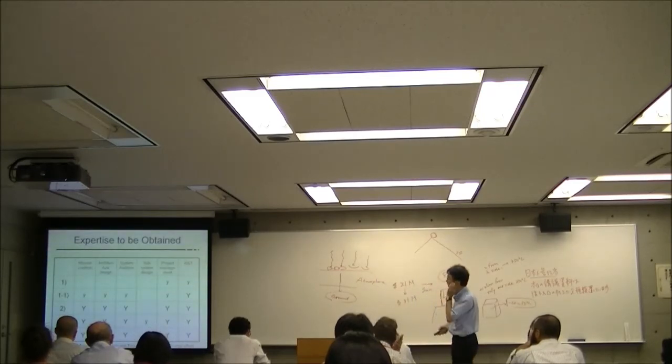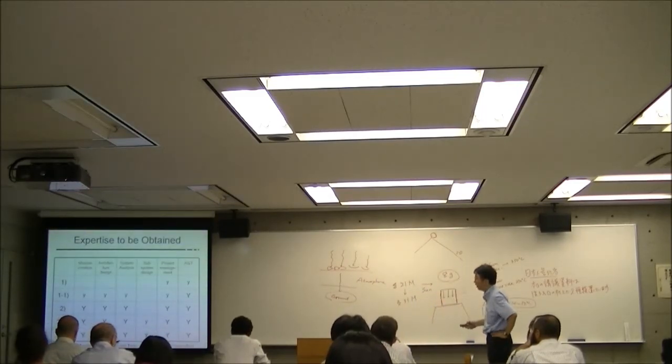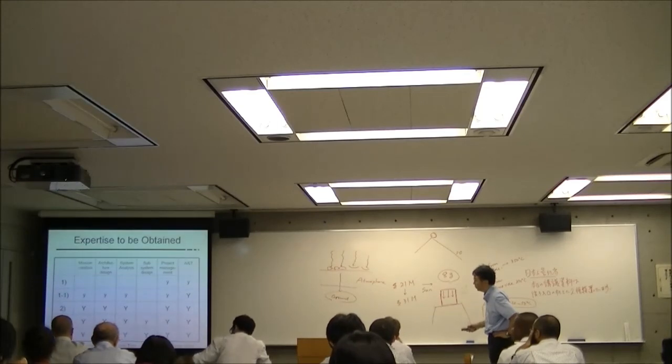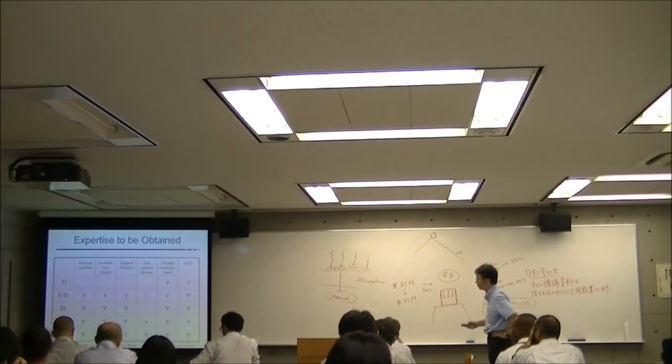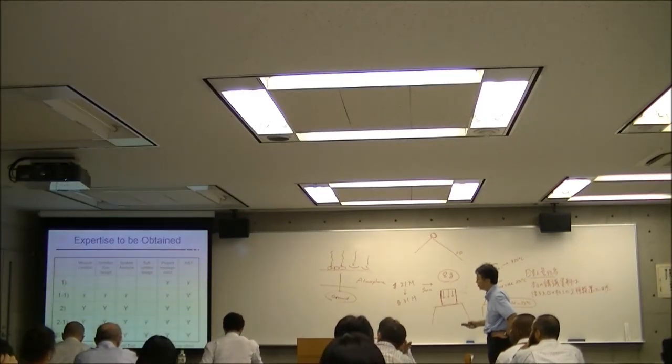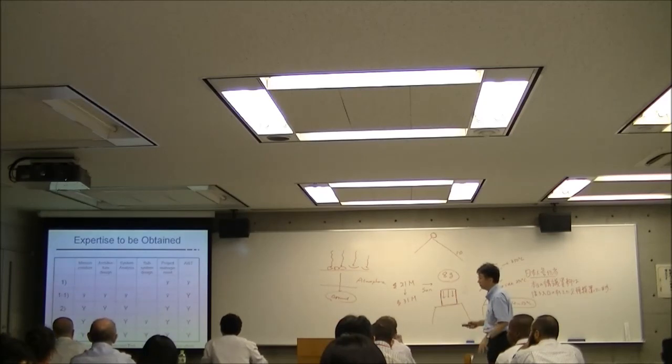And this shows a table in which level you can get which expertise. Mission creation, architecture design, system analysis, subsystem design, project management, and AIT. And small y means that you can get the expertise to some extent. And large Y means that you can get full expertise. Okay? A small y and a large Y.